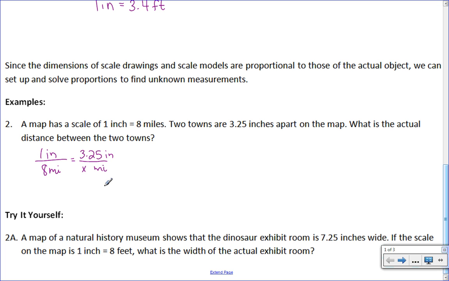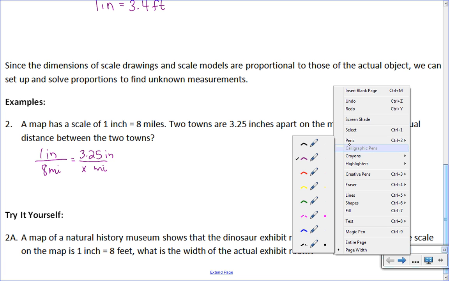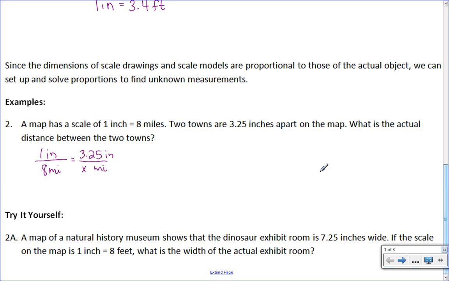And notice again that I've written the units as part of the proportion so that I can make sure that everything is matched up correctly. 1 inch and 8 miles is the scale, and then across from inches I have the other measurement in inches, and across from miles I have the other measurement in miles. It's always good to double check to make sure that you've set those up correctly. So now let's cross multiply. Got our cross products here.